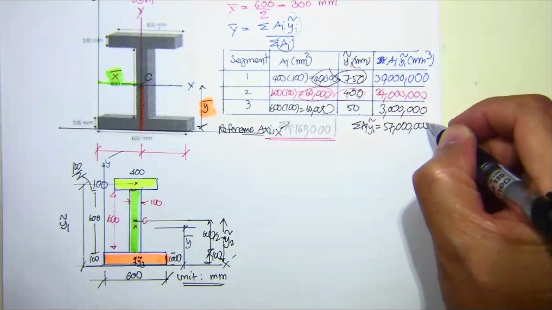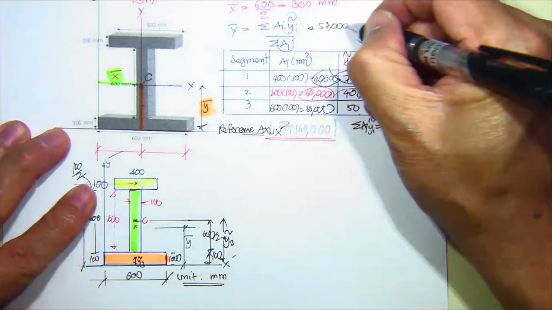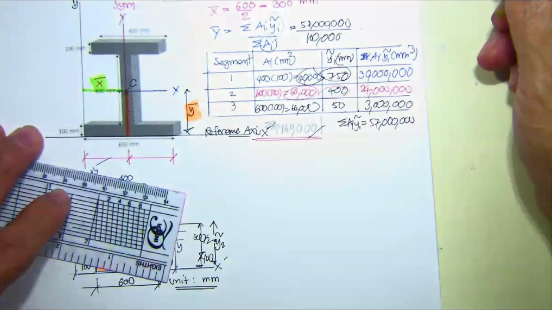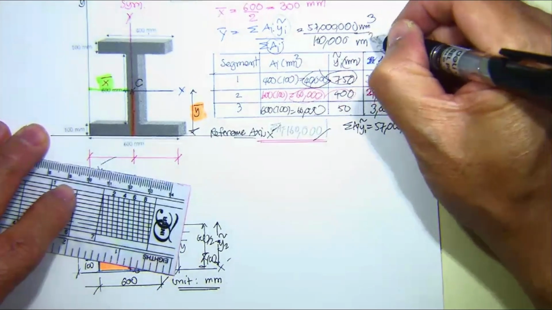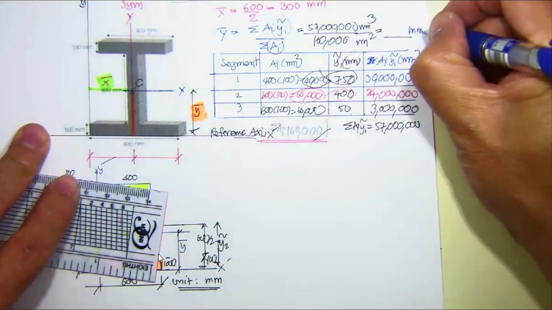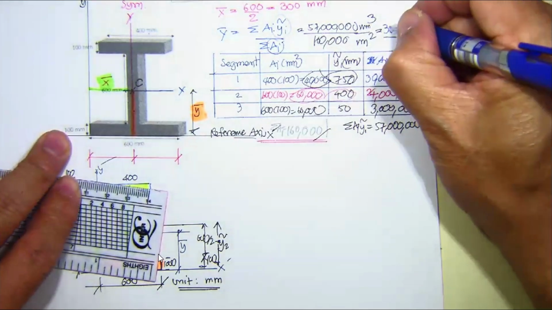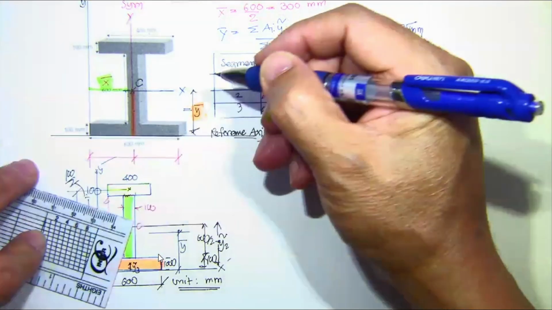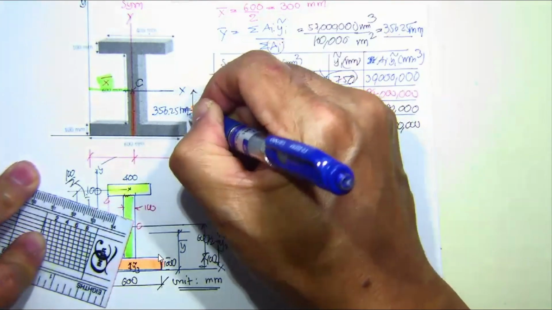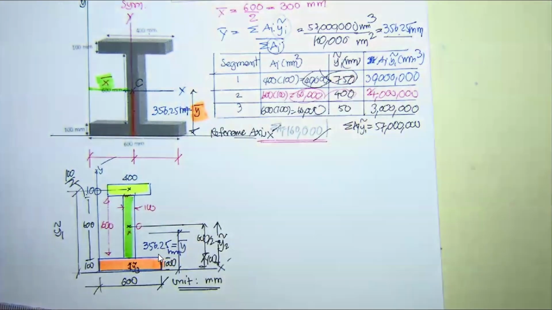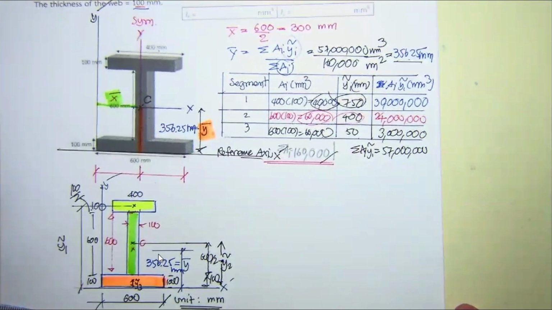Okay, and then you have this one to be 57 million, and then divided by this one, 160,000. This is millimeter cube divided by millimeter square. You have this one. Wow, what happened? Huh. Okay, what happened? This is going to be in millimeter, and we got 356.25. Now we have y bar equal to 356.25 millimeter. Now they ask us to determine the I sub x and I sub y.